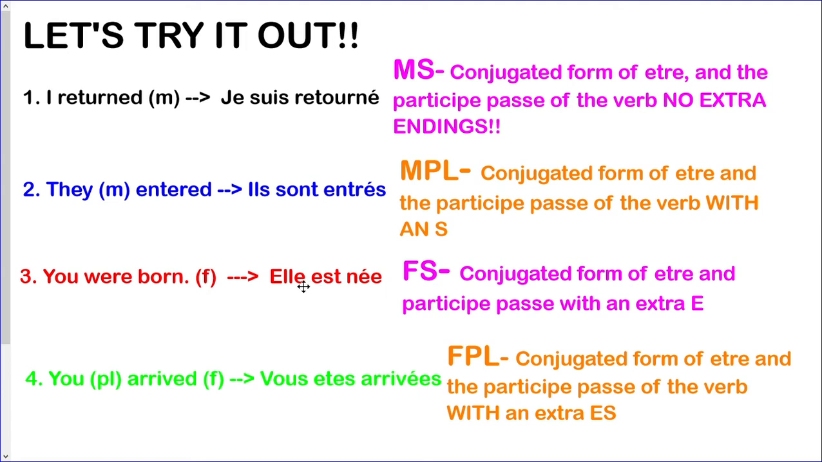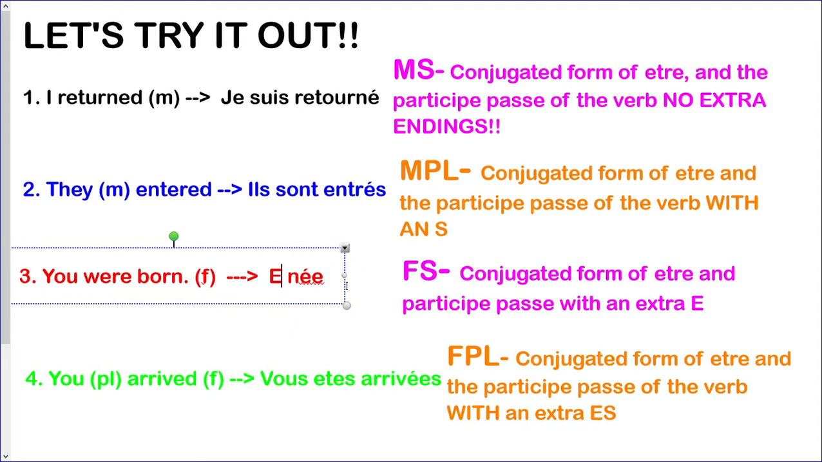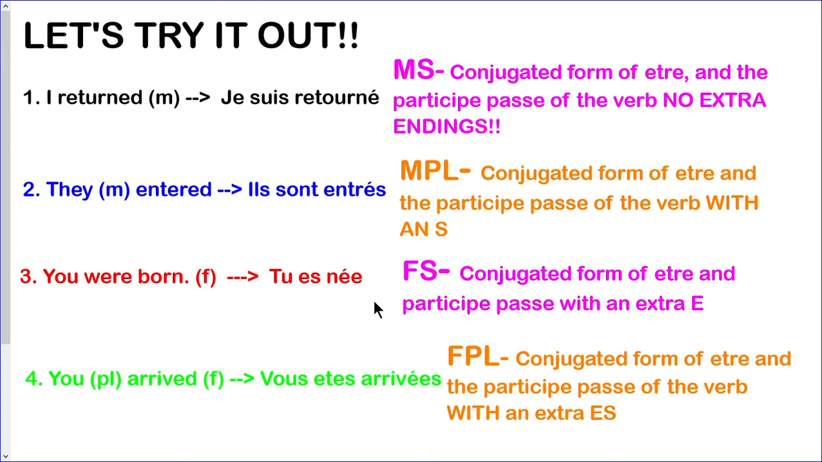You were born. Oh, sorry, that is definitely a typo again. I apologize. All right, so you were born. Let's do that together. Tu es né. That is a feminine singular sentence. It's conjugated form of être and the participe passé with an extra E because it is a girl being born. So we have another E at the end.